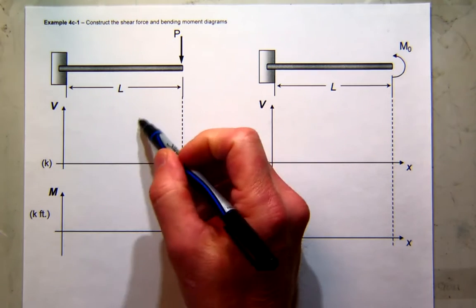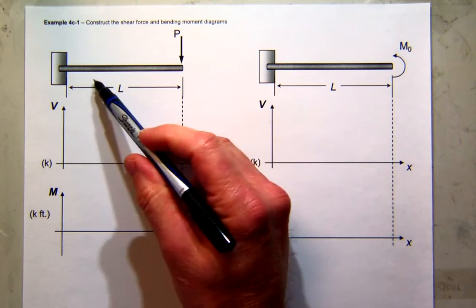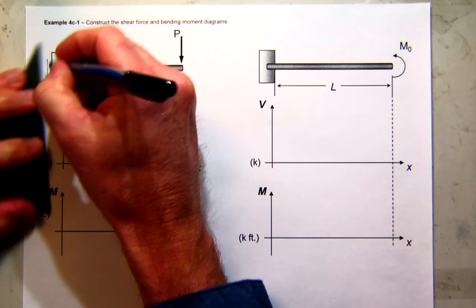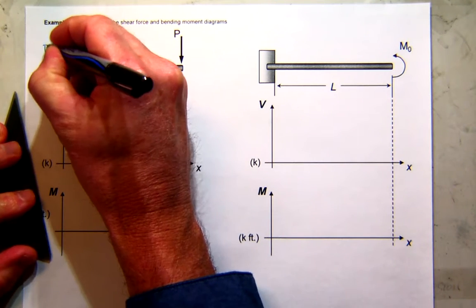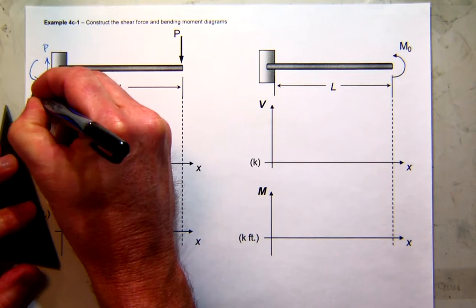The first problem here on the left side is just a cantilever beam with a load P at the end. The beam is of length L. I think you'll find that the reaction is up and equal to P, and that the moment is in this direction and equal to PL.